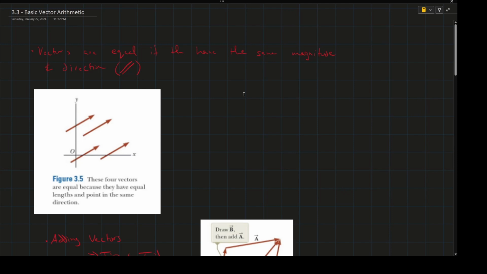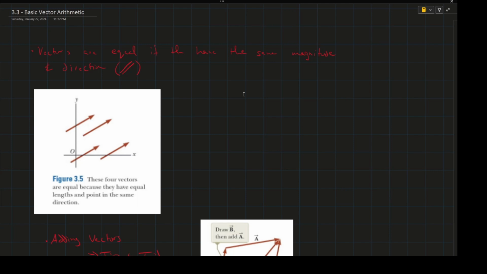So we've all had a little bit of experience with vectors so far, but we haven't really gotten into some of the nuts and bolts, some of the arithmetic and things like that with them. So first thing to understand is vectors are equal if they have the same magnitude and direction. That seems pretty obvious, but what you'll see from the diagram there in figure 3.5 from the book is they may not look exactly the same. They don't necessarily have to be right on top of each other in the exact same location.